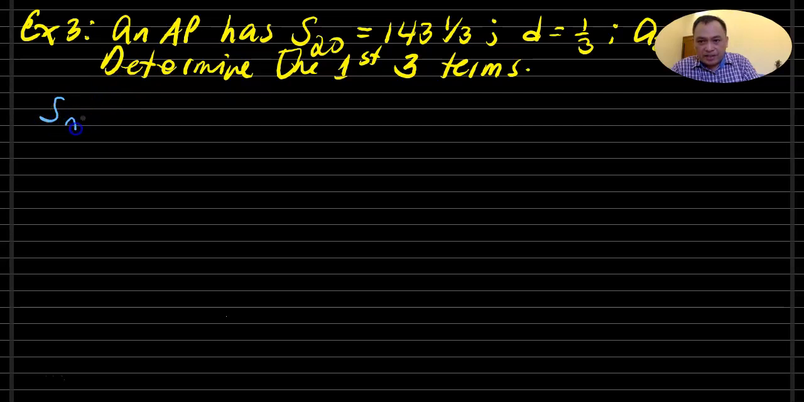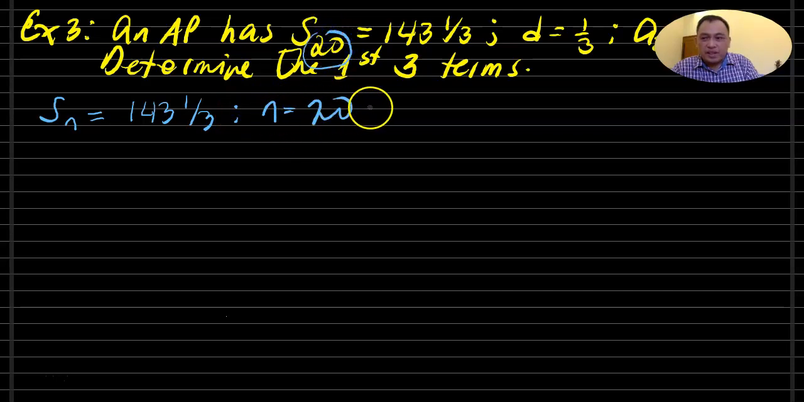Our S of n in here is equal to 143 and 1/3. And of course we have our n. Do we know our n in here? Yes, we know our n. n is equal to 20 here. That's one. Then, do we know our a's of n? Any term? Yes, we know that. Let's substitute A20 as your a's of n is equal to 10 and 1/3.